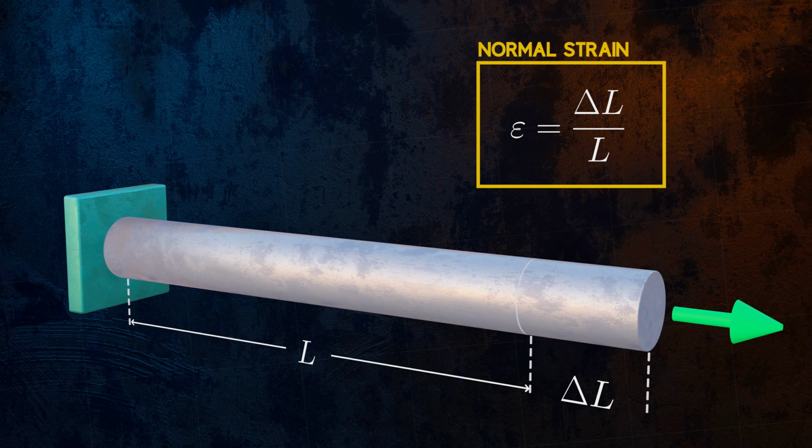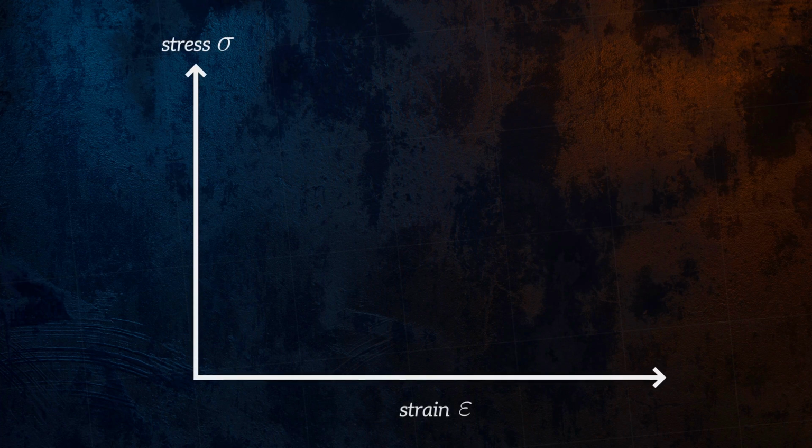Strain is a non-dimensional quantity and is often expressed as a percentage. Normal strains can be tensile or compressive. I mentioned earlier that the concepts of stress and strain are closely linked. The relationship between the two can be described using a stress-strain diagram.